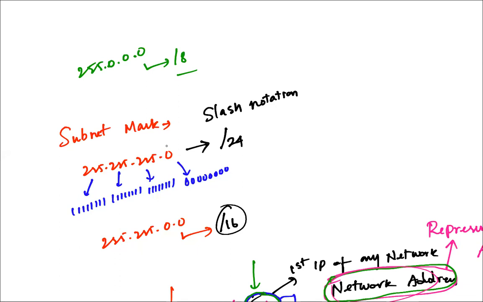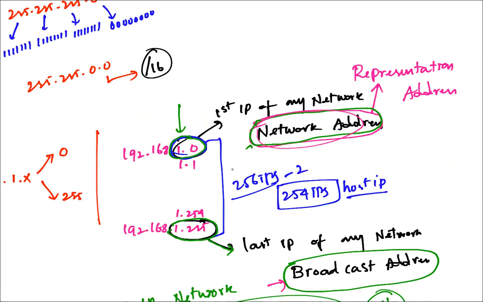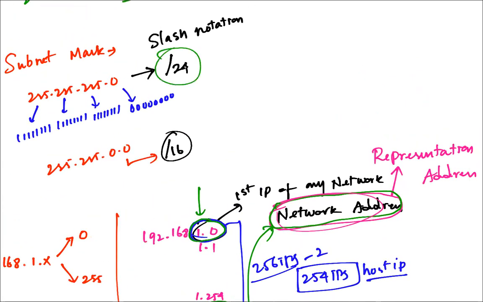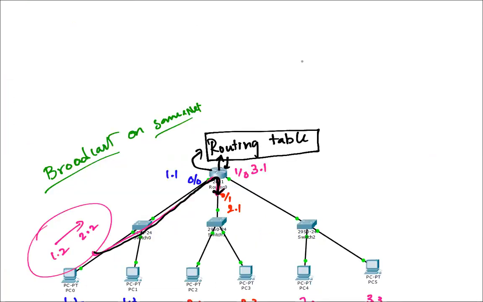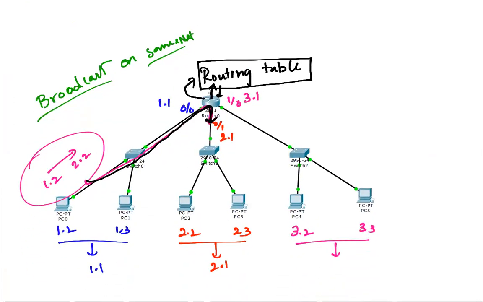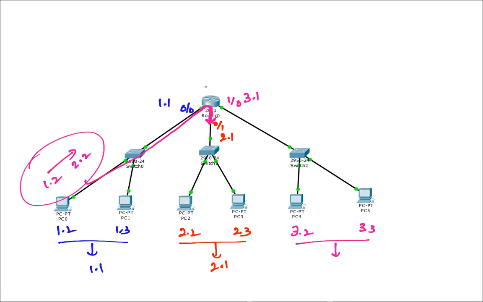So now we understood a couple of things: the network and broadcast address, what they are, and the slash notation. Now let's go to the router and see the routing table. We are ready to see the routing table of the router. Let me just undo this and we will see the routing table of the router. Okay, ready? Let me stop the chat.